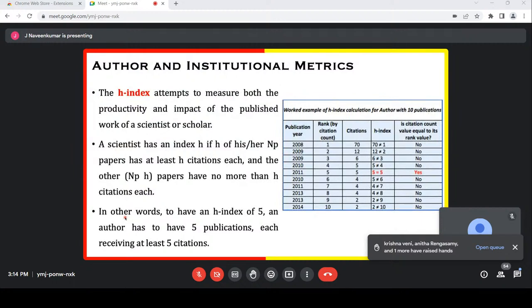So you can say that if you are publishing papers for the last 10 years, and out of that, let's say you have 5 journals which are cited 5 times each, so the number of journals equals the number of citations, then your H index would be 5. That is what is represented in this table in the slide. So I hope the H index is clear to you. It covers both the quality and the quantity of the publications done by that author. If both are the same, then that value becomes your H index.